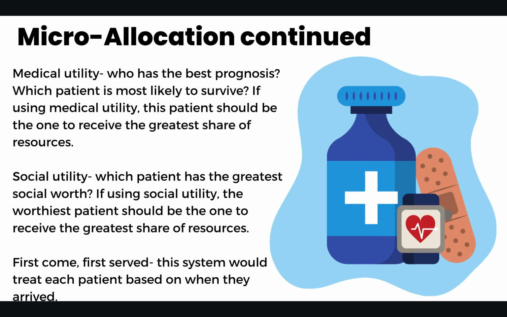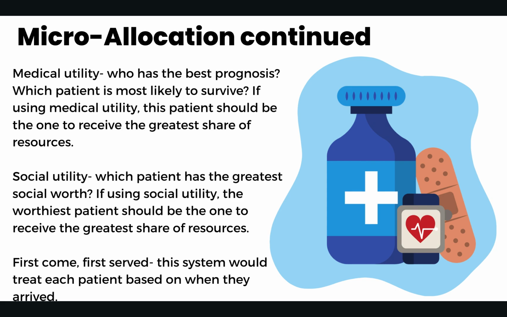Now, what about within a hospital? There are several options to use if you are faced with multiple patients and you need to decide who is going to get the resources. So one option would be medical utility, and this is looking at who has the best prognosis, who is most likely to survive. Medical utility states that we should give that patient the greatest share of resources. So find the patient who's most likely to survive and treat that patient first.